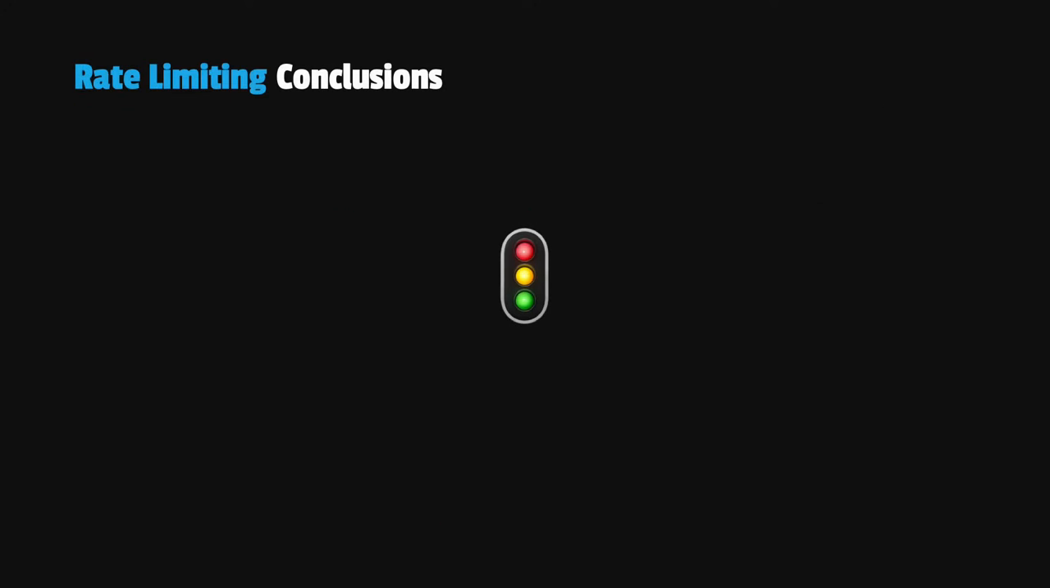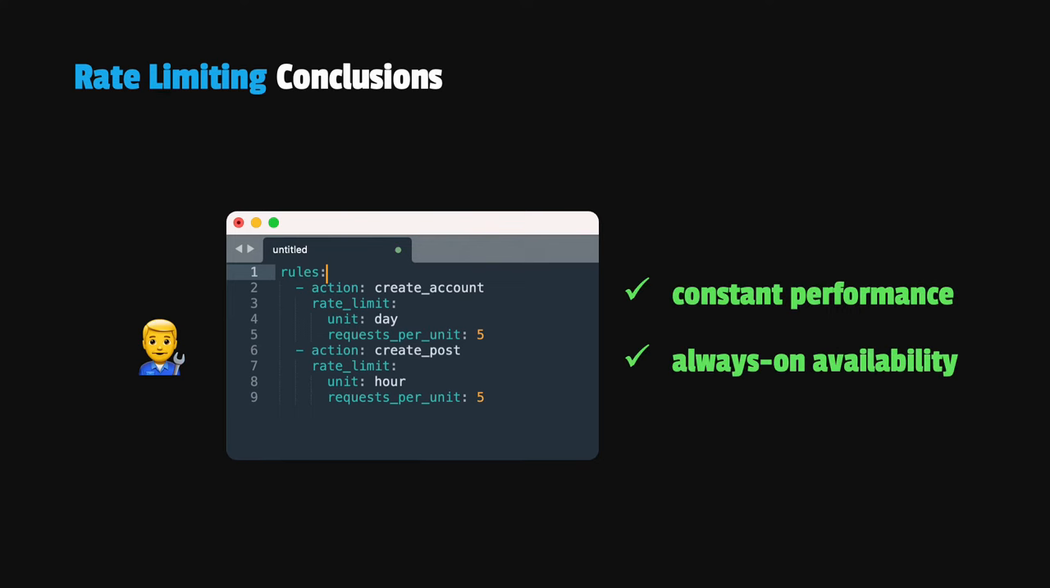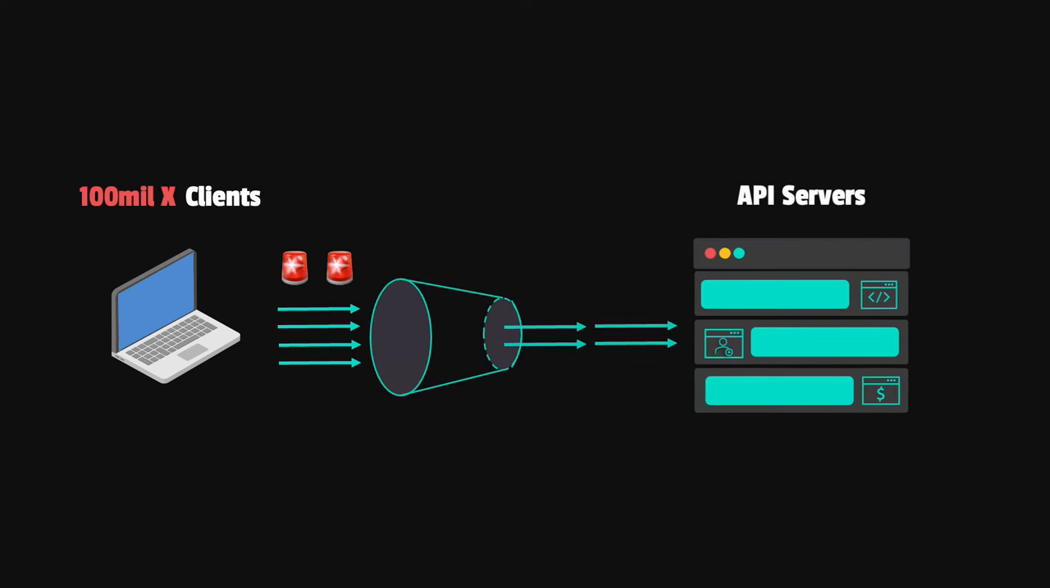In a nutshell, a rate limiting implementation is a traffic control mechanism. It has rules and policies set by the API operator or owner to make sure that the service has constant performance and always-on availability. This should be valid even when the service is hit by high spikes in the number of requests. Therefore, a rate limiter is a good addition for both security and quality control.